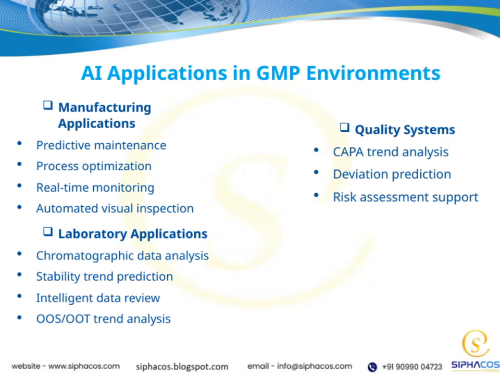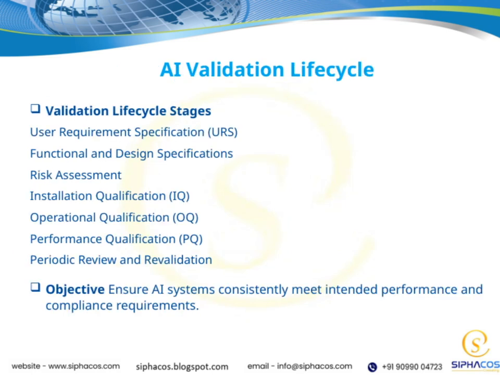Overall, these AI-driven tools and strategies are empowering us to enhance quality, improve efficiency, and maintain compliance across all areas of our operations. Now, let's take a closer look at the AI validation lifecycle. This is a systematic process that ensures our AI systems perform reliably and meet all necessary compliance standards throughout their development and deployment. We start with the User Requirement Specification, or URS, which is all about understanding and clearly defining what the end users need from the system.